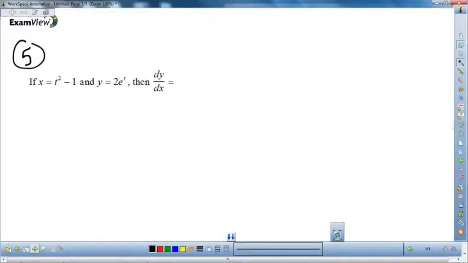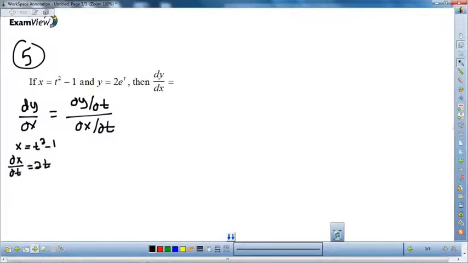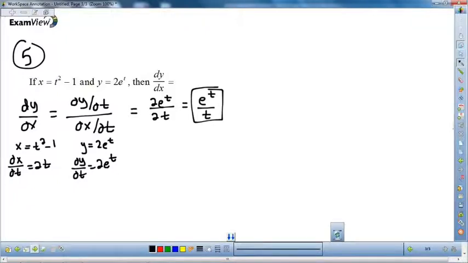For number 5, we're trying to find dy/dx if we're given equations in parametric form. So we're going to use the formula dy/dx is dy/dt over dx/dt. So we need to find dy/dt and dx/dt. Since x is equal to t squared minus 1, dx/dt is going to be 2t. And since y is equal to 2 e to the t, the derivative is just going to be 2 e to the t. So substituting those into my equation, I get 2 e to the t over 2t. The 2's cancel, and I'm left with e to the t over t.